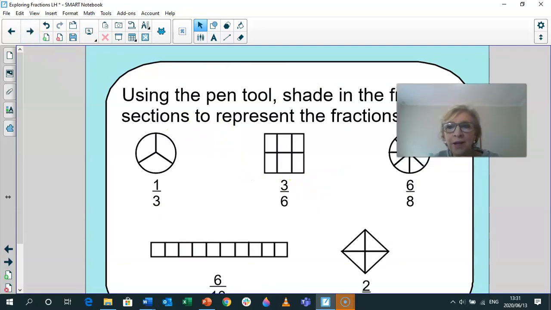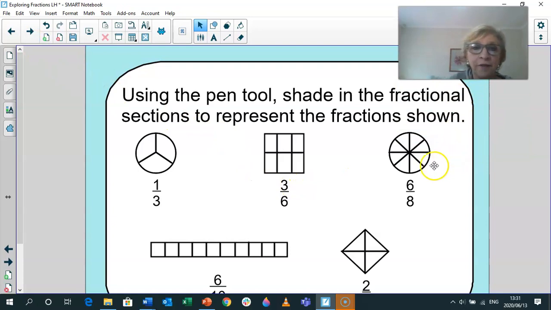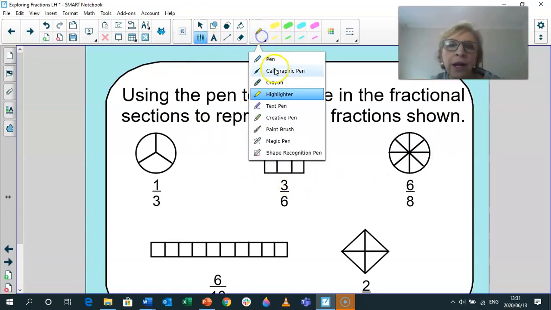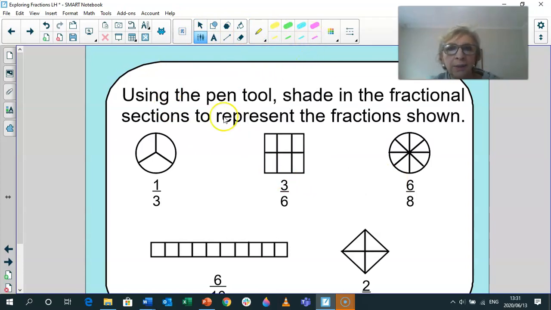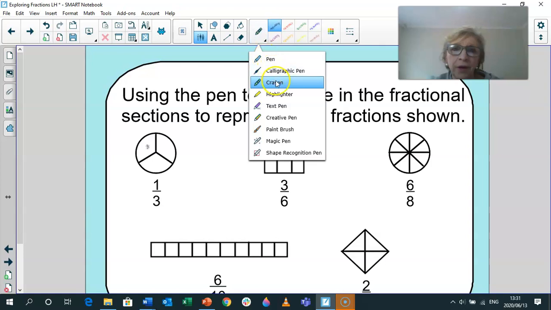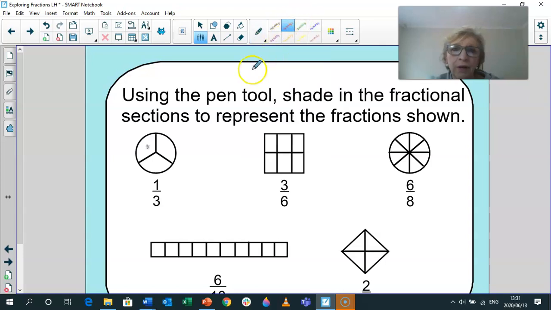Right, I use the pen tool here now to shade in the fractional sections. So this is quite fun. I'm going to choose a crayon to color these in. So 1/3. Okay, I have to color 1/3 in, and let's see if this crayon is working. Why is it not working? Okay, there we go. Right, and I'm going to choose my red crayon. I think it did work a bit.